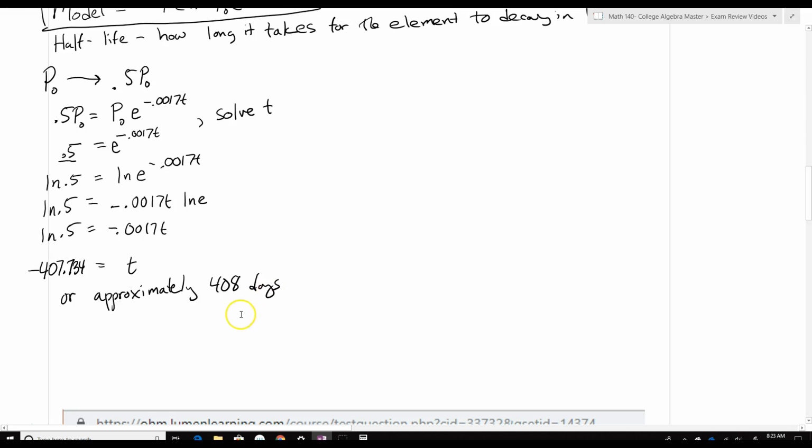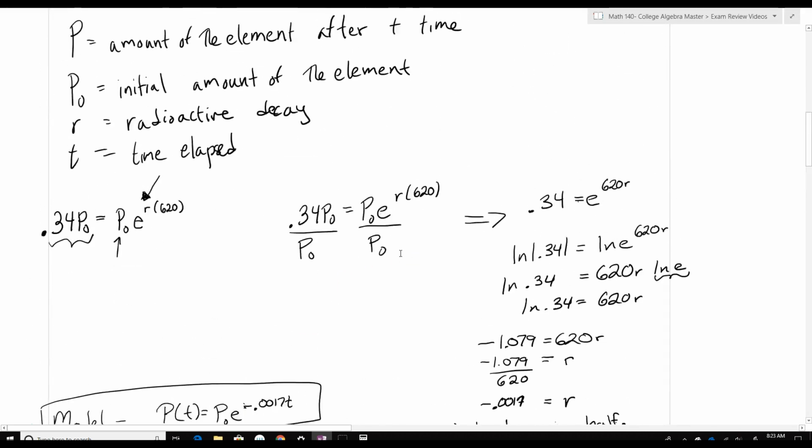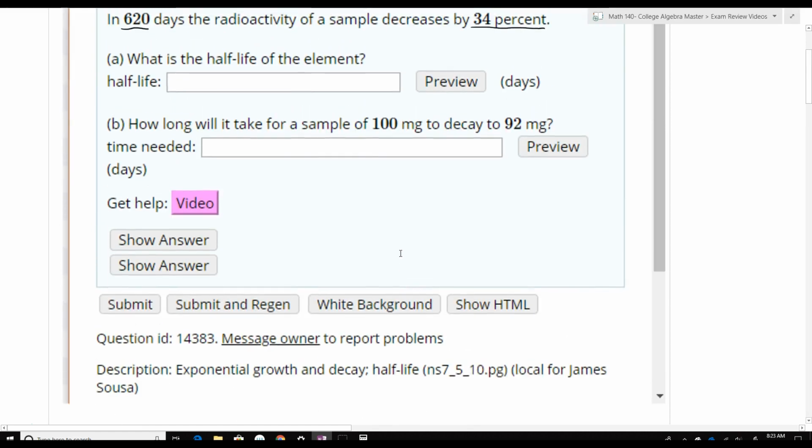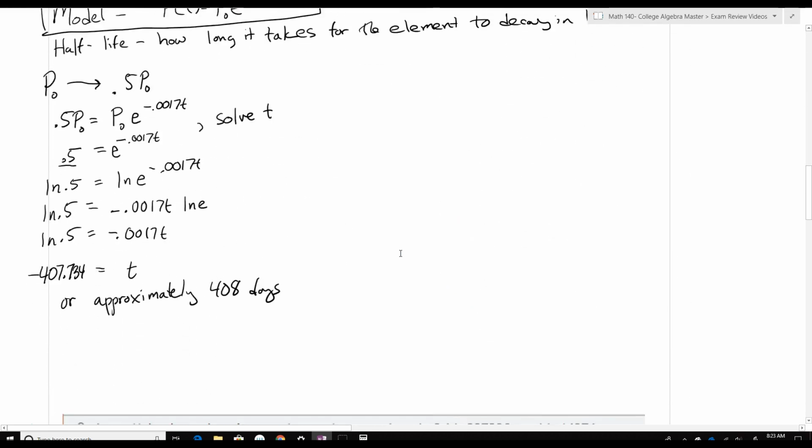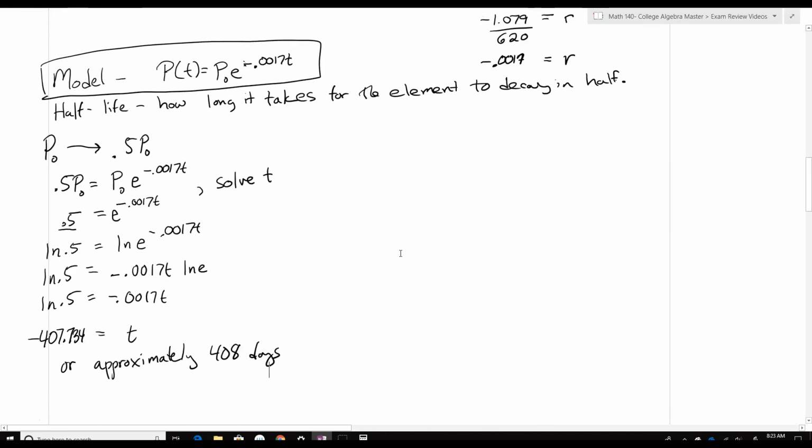Now that I have my model, the second question is even easier than the half-life one. It asks, how long will it take for a sample of 100 milligrams to decay to 92 milligrams? So I'm going to say P naught equals 100 and P of t will equal 92 milligrams. So I can set up my model: 92 is going to equal 100, because we're putting that in for P naught, e to the negative 0.0017 t.